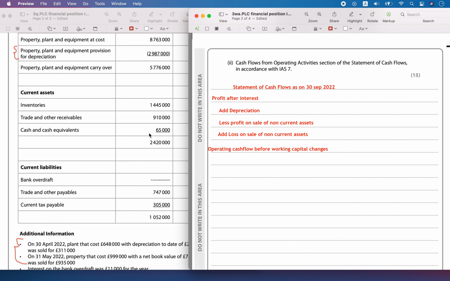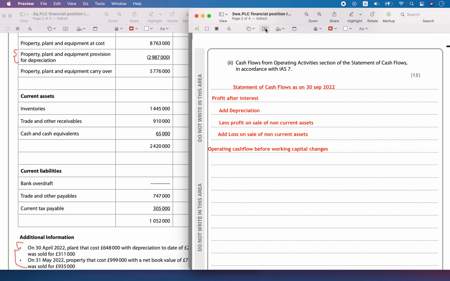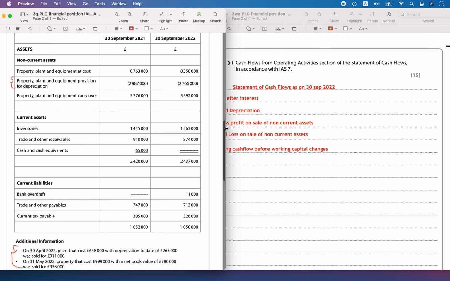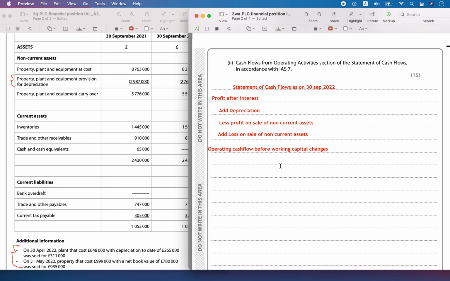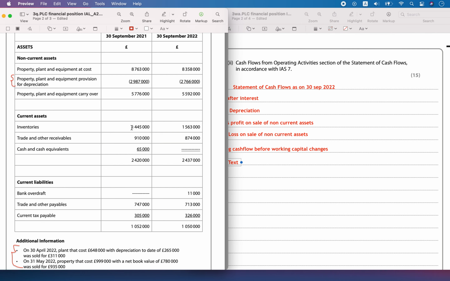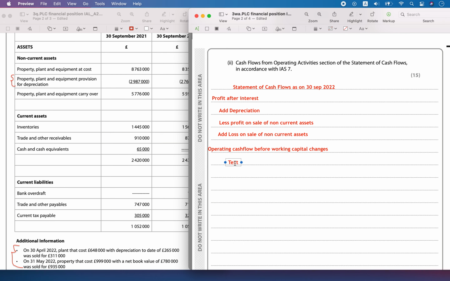Then I will see what has happened to the working capital, with regard to inventory, trade receivables and payables. Any increase or decrease in inventory I have to account for here. First, we can see that the inventory has increased. So any increase in inventory I will have to subtract.